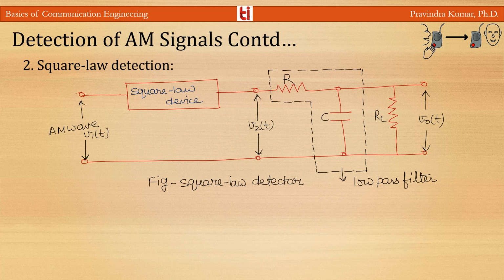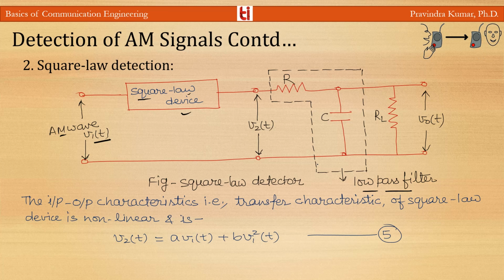This figure shows the block diagram of the square law detector, and here the amplitude modulated signal v1(t) is applied to the input of the square law device, and here we are using a low pass filter. In the generation case, you have seen that after the square law device we used the band pass filter, but here we will use the low pass filter instead of the band pass filter in the detection process. The input output characteristic, that is the transfer characteristic of the square law device, is non-linear. Mathematically it can be expressed as vout(t) = a v1(t) + b v1²(t).